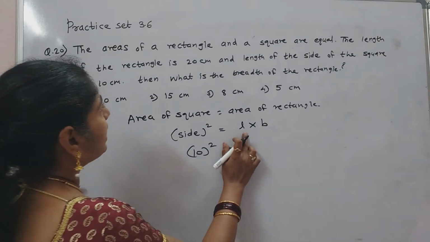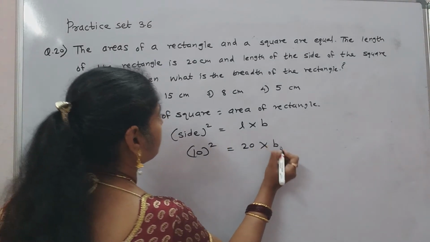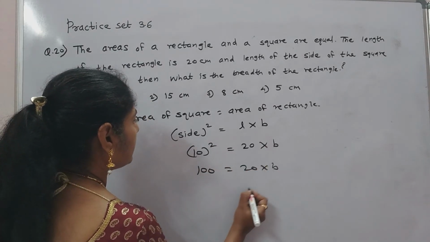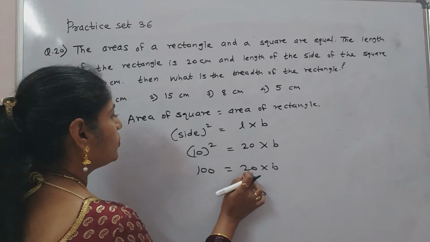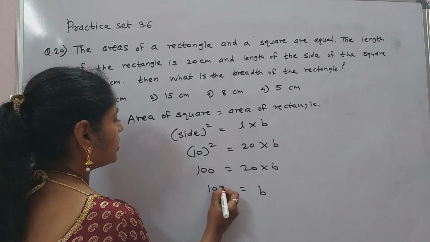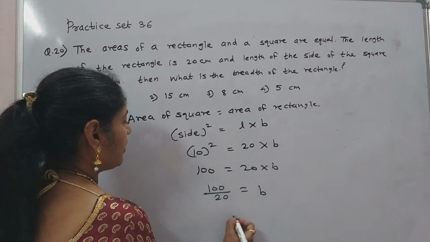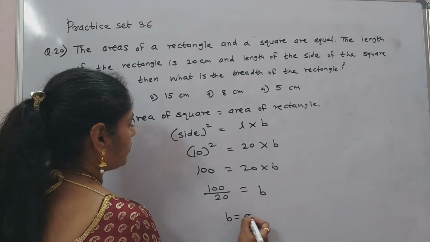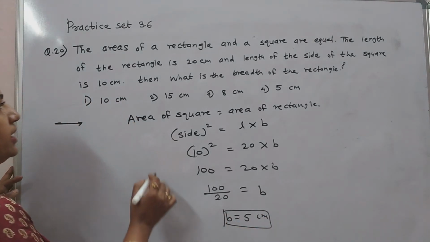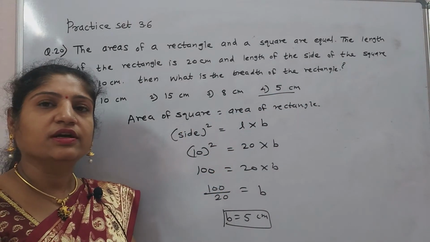And length of the rectangle is given 20 centimeter. Find the breadth. 100 equal to 20 into B. So B equal to 100 divided by 20, the multiplication goes to division. 20 fives are 100. So B equal to 5 centimeter. So breadth of the rectangle is 5 centimeter. Option number 4 is the correct option.